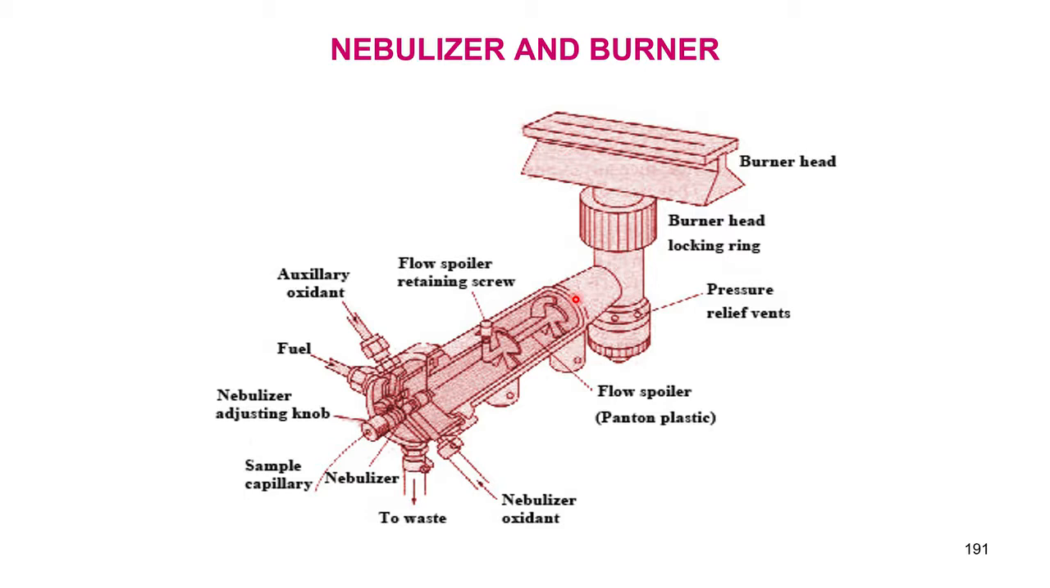This nebulizer is a simple tube, but a lot of engineering has gone into the design of the nebulizer, and then there is a nebulizer adjusting knob here, and then I have a fuel gas coming like this, and then an auxiliary oxidant, that is air or acetylene, etc., air or any other gas you want to introduce. So, both these gases are coming here and proceeding to the flame.